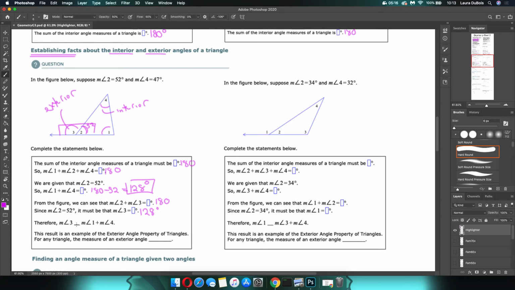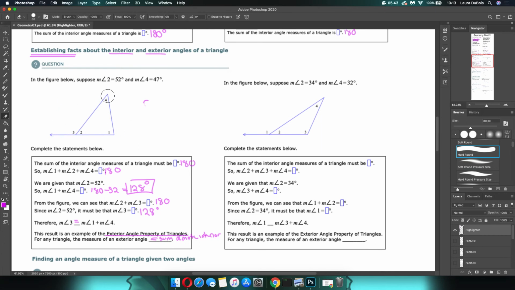Therefore, the measure of angle 3 equals the measure of angle 1 and 4. And now we get to the actual drop down. The result of this is the exterior angle property of triangles. For any triangle, the measure of an exterior angle equals the sum of the remote interior angles. Now, what does that actually mean?